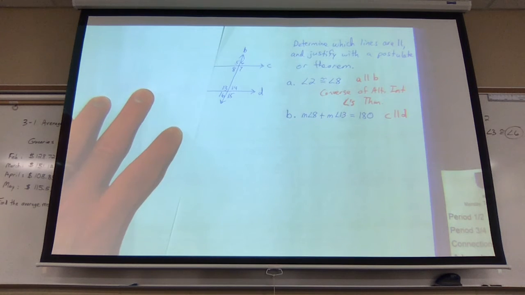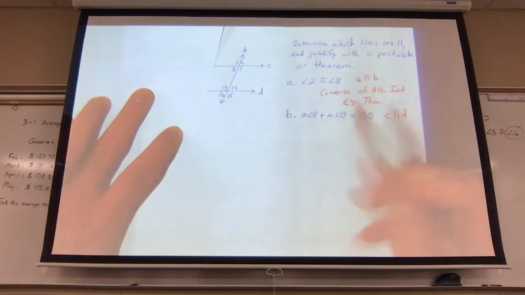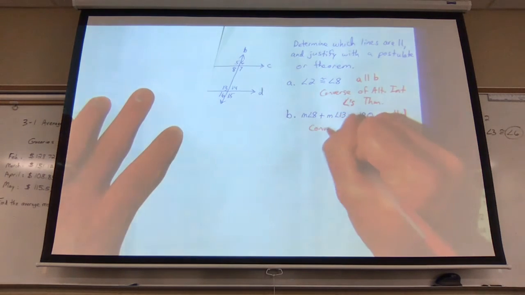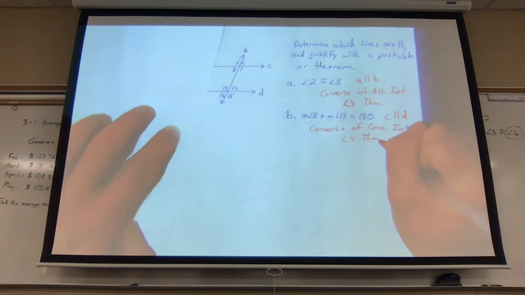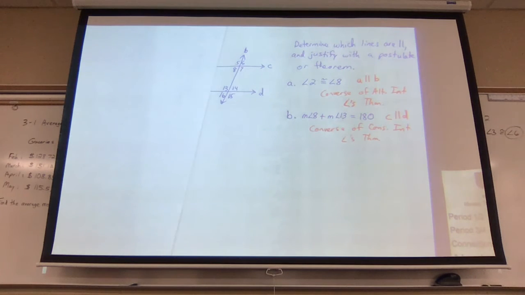And then for our reason, our justifying part, we said they were consecutive interior angles. So this is the converse of the consecutive interior angles theorem. And once again, if you messed up and just called it the consecutive interior angles theorem, I would be okay with that because I know what you're talking about here.